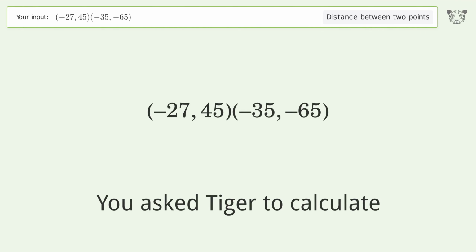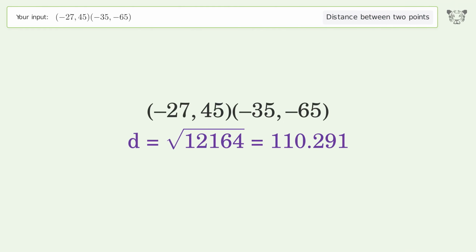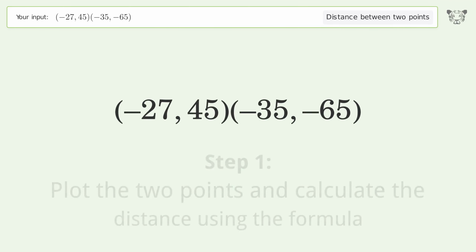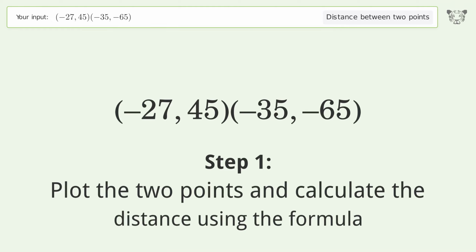You ask Tiger to calculate. This deals with the distance between 2 points. The distance between the 2 points is the square root of 12,164 or 110.291. Let's solve it step by step. Plot the 2 points and calculate the distance using the formula.